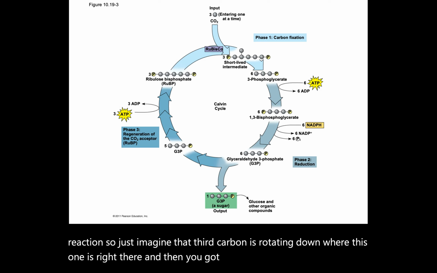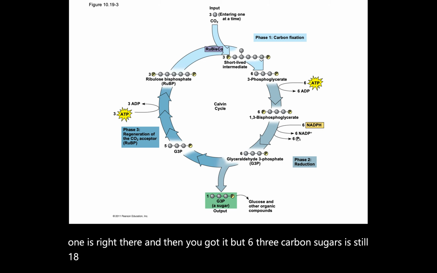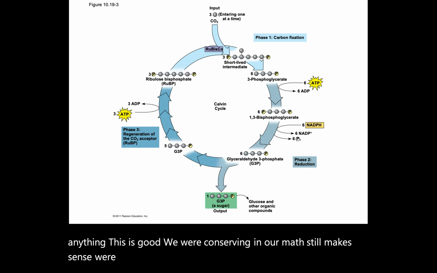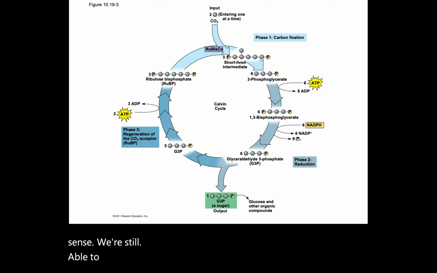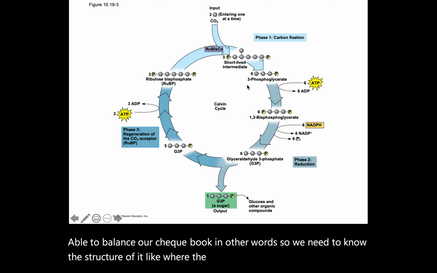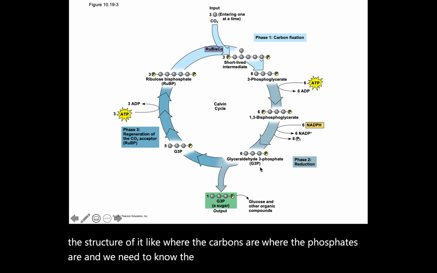But 6 3-carbon sugars is still 18 carbons. And so we haven't lost anything, we haven't gained anything. This is good. We're conserving. And our math still makes sense. We're still able to balance our checkbook, in other words. So we need to know the structure of it, like where the carbons are, where the phosphates are, and we need to know the names for all the things that have names in here.